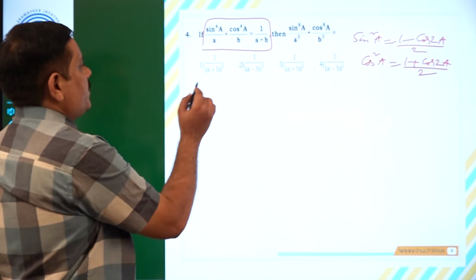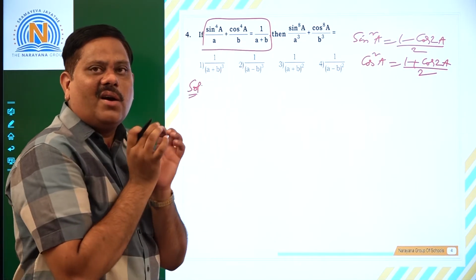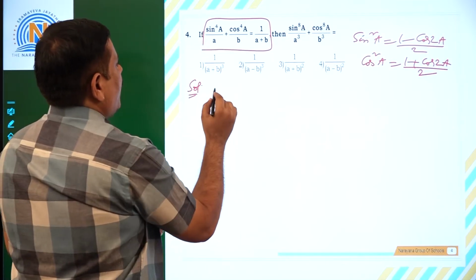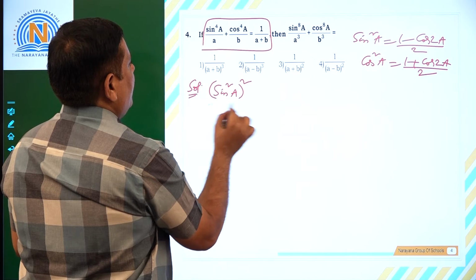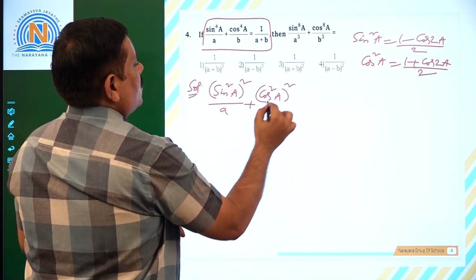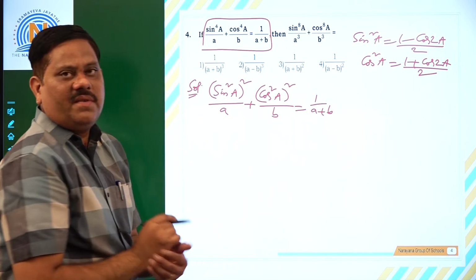Okay. Now it is a two-step procedure. First step is using this result finding cos 2a. That is the first task. Let us do that. So sin power 4a can be written as sin square a whole square by a plus cos power 4a is cos square a whole square by b, that is 1 by a plus b. That is the first thing.